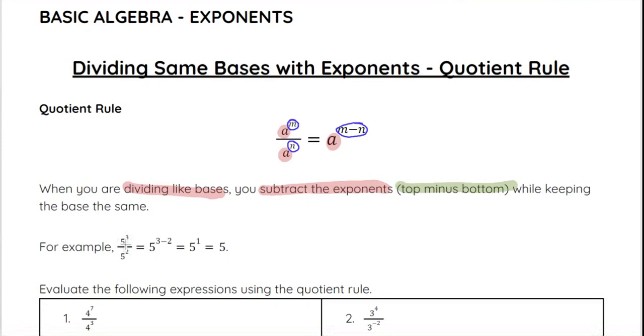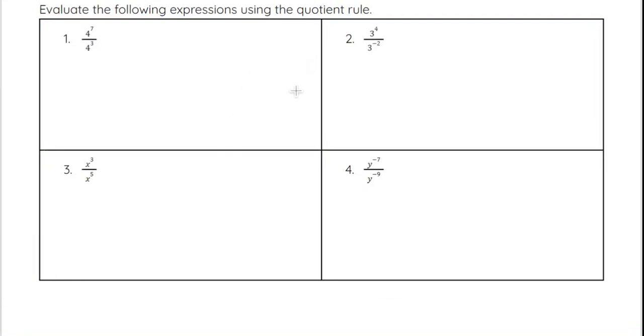So an example that we see here, 5 to the third power over 5 to the second power, we would just take the exponents of 3 and 2, we would subtract them to become 1. Now, 5 to the first power is really just 5, so that's why our answer would just be 5. So let's take a look at some examples.